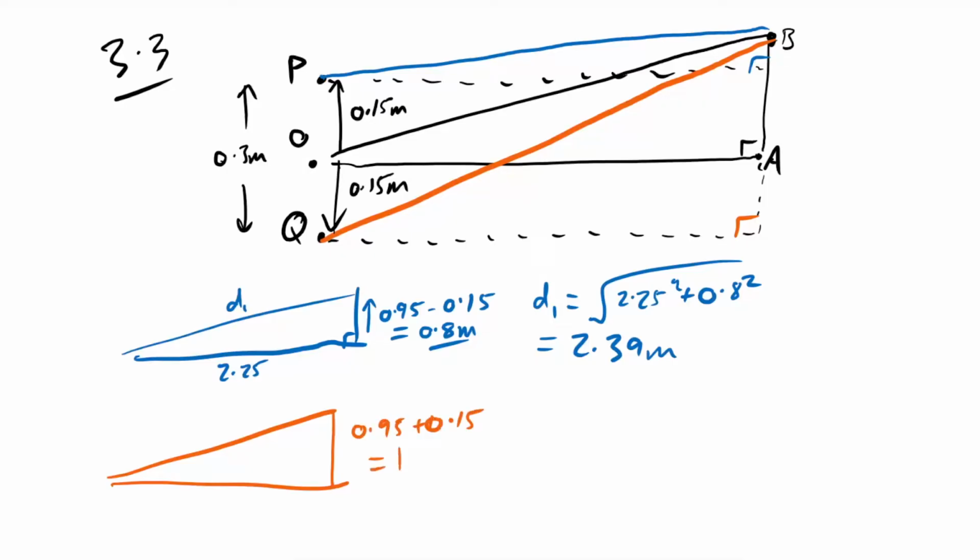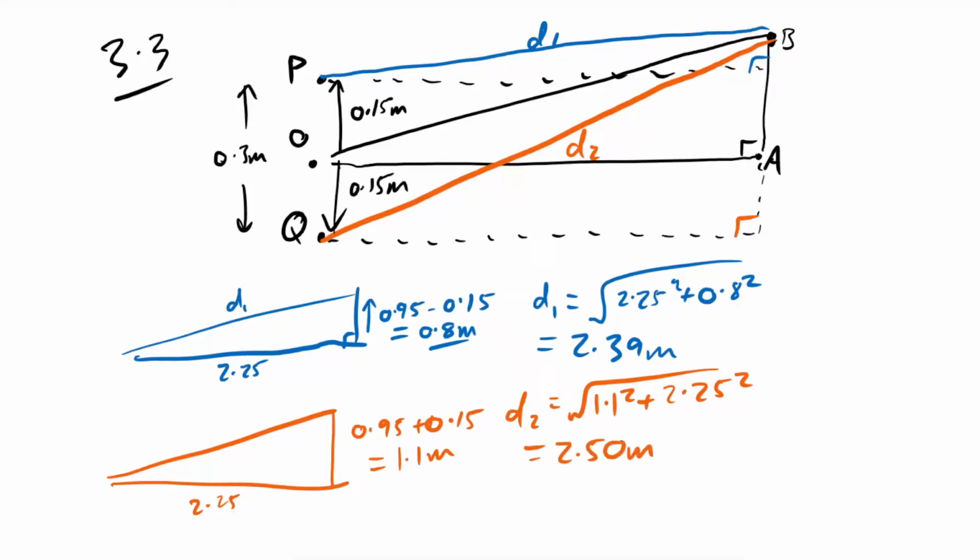And then our orange triangle, well, that's going to be 0.95 plus 0.15. So it's going to give us 1.1 meters. And then we have the 2.25 there as well. So our distance 2 is equal to the square root of 1.1 squared plus 2.25 squared. And that gives us 2.50 meters. So therefore, the difference between them is going to be 0.11 meters. So that's our path difference there.